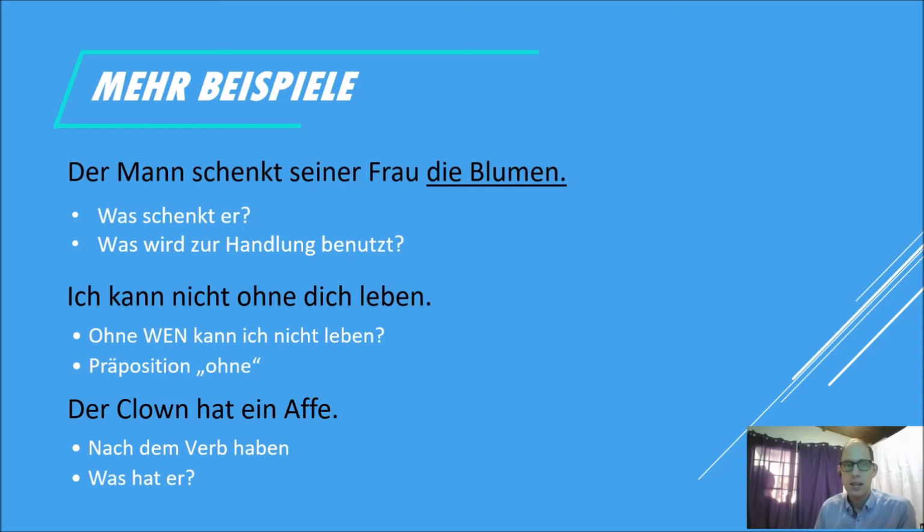And the last one, der Clown hat ein Affe. So, the question, was hat er? What does the clown have? A monkey, ein Affe. So it stands here after the verb haben. The monkey is after the verb haben, so that also indicates to us that it's the accusative. So we saw at least two indicators in every sentence to recognize the accusative. That helps us quite a lot, and I hope it helped you also to recognize the accusative now.